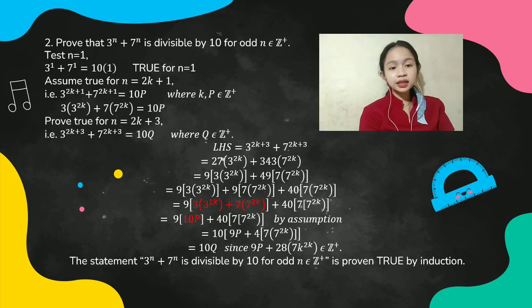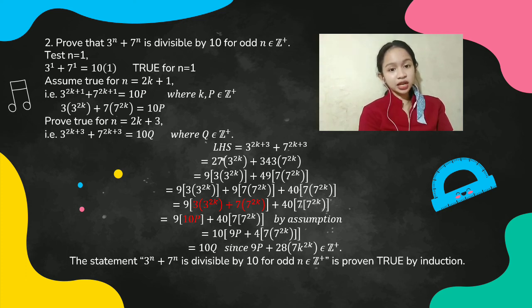Prove that 3 raised to n plus 7 raised to n is divisible by 10 for odd n, elements of Z. Let's assume true for n equals 2k plus 1. 3 raised to 2k plus 1 plus 7 raised to 2k plus 1 is equal to 10p, where k, p are elements of Z. So 3 times the quantity of 3 raised to 2k plus 7 times the quantity of 7 raised to 2k equals 10p. Prove true for n equals 2k plus 3.